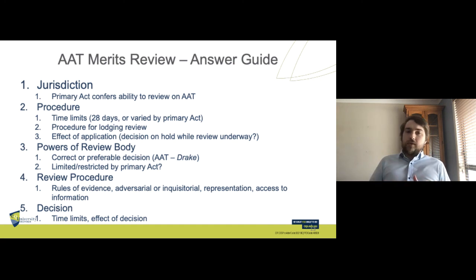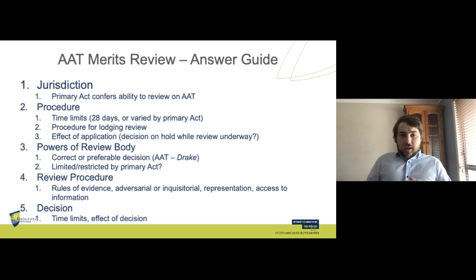The next thing you want to do is look at the procedure for asking for review. So making sure that you're in the time limit, usually 28 days, but the primary act might vary that. The procedure for lodging a review, is it submitted to the AAT? Is it submitted to the decision maker? Is it submitted to both? And that'll be in the primary act as well, usually. And also looking at the effect of an application for review. Does the decision stand while the review is underway, or is it put on hold temporarily until the matter is resolved?